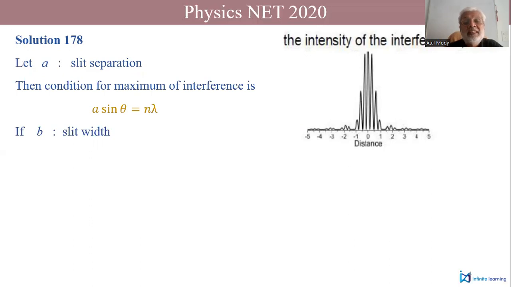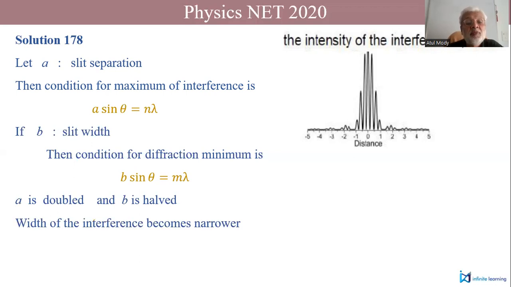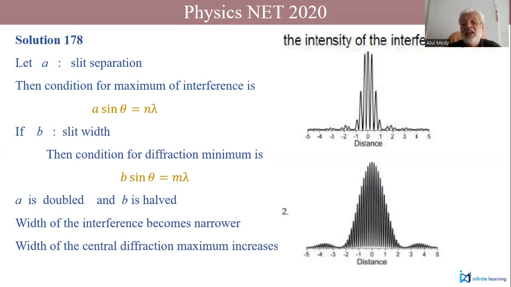Whereas in case of single slit diffraction, if your slit width is B, then the first diffraction minimum will come at B sin theta equals lambda, m equal to 1. Right? So in this case, if you reduce B, your theta will be larger. So the central maximum will be widely spread. So A is doubled, B is halved, the width of the interference fringes becomes narrower, and the width of the central diffraction maximum increases. And that condition is met very well by the pattern. So our answer is option 2.